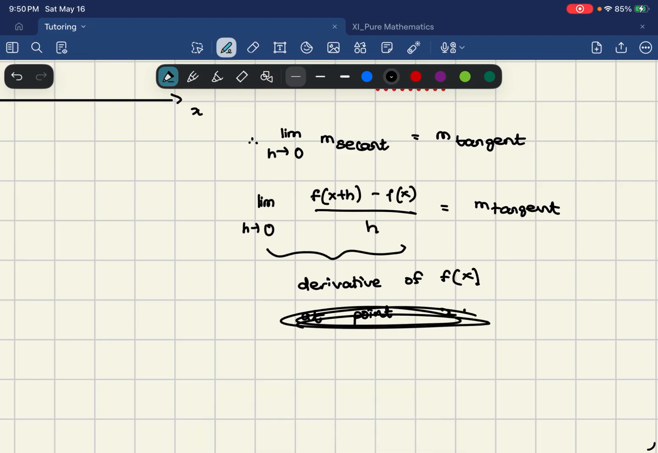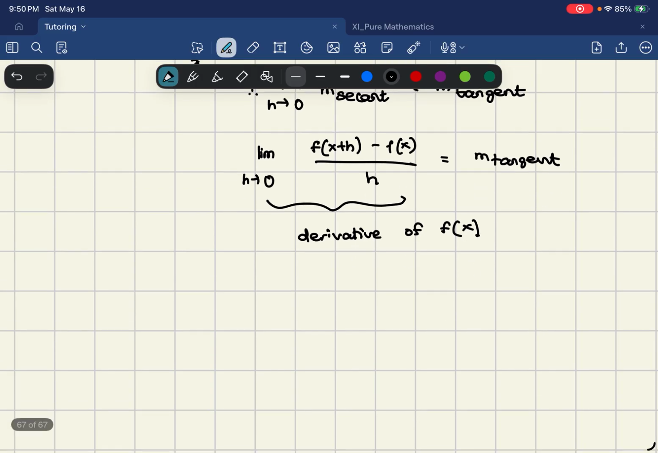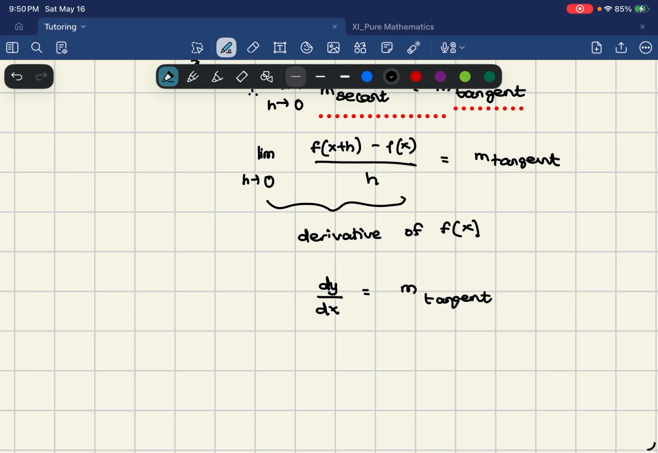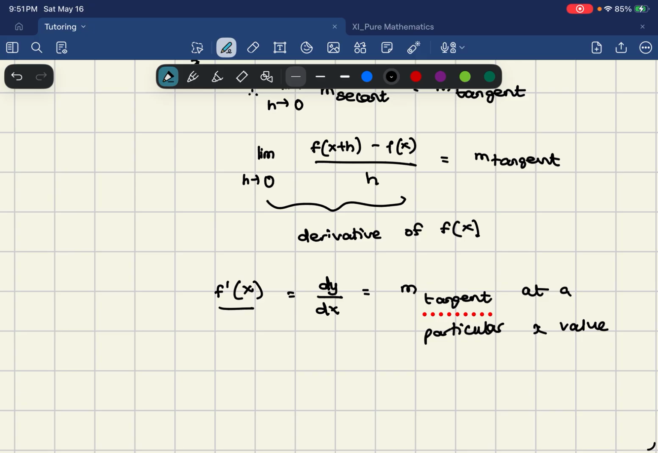So this is the expression, not at point x, but basically the expression for the derivative of f of x. We will sometimes write this as dy by dx, right? So now you know that dy by dx is simply the slope of the tangent line at a particular x. The slope of the tangent line at a particular x value is just dy by dx. Another way to represent it is f dash of x. That is what we call the first derivative.